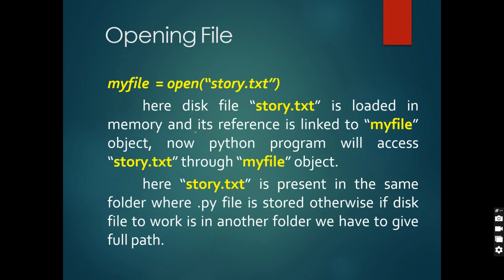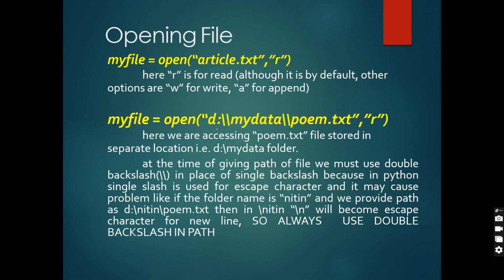Here the disk file story.txt is loaded into memory and the reference is linked to the myfile object. Now the Python program will access story.txt using the myfile object. Already I have told you the name of the file is here. What it returns is the handler, and using this handler we can read or write. You can also specify the mode you want to open.